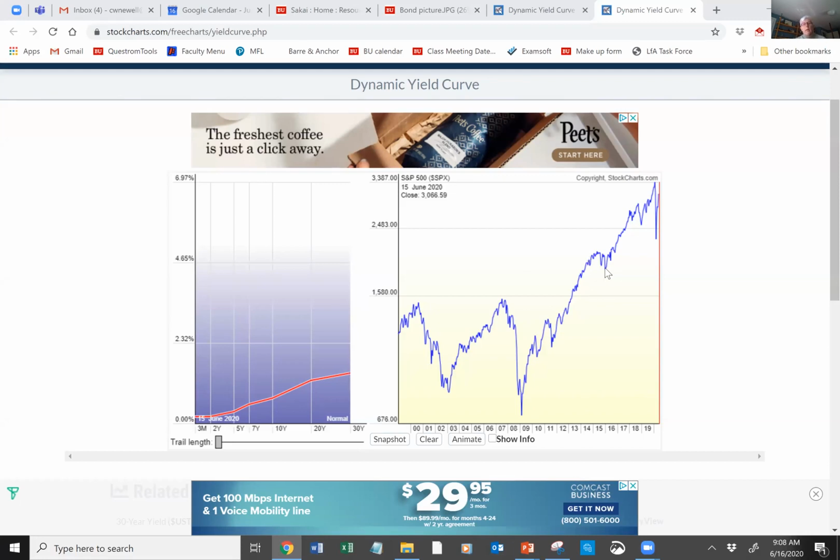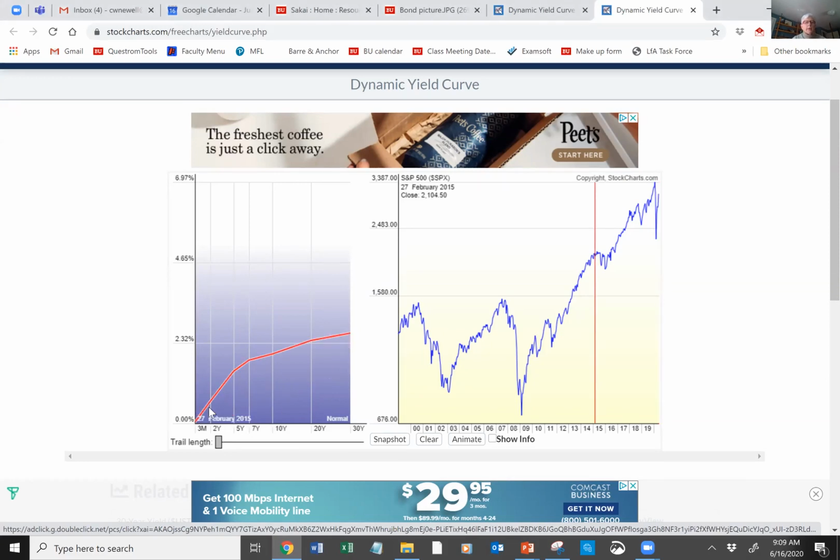Over on the right, what we have is a graph of the S&P 500 going from 2000 up to 2020. And what you can do is click at any point on the S&P 500 graph, and over on the purple here, it's going to show you what the yield curve looked like at that point. So if we click over here, that's a pretty steep yield curve. That's an even steeper yield curve. That's a kind of flat yield curve.